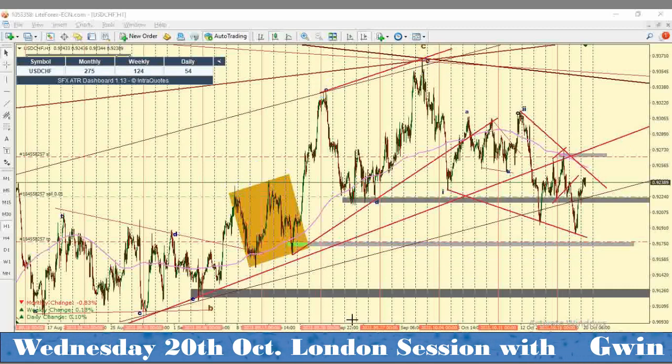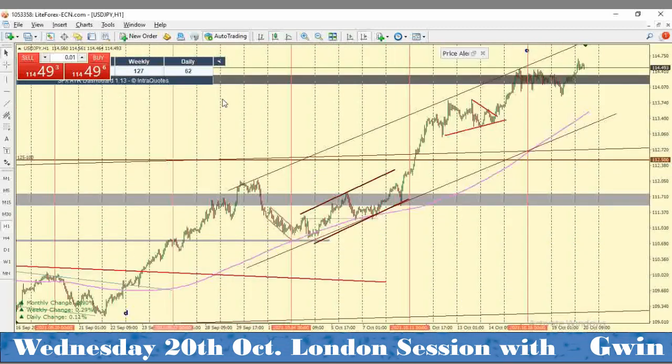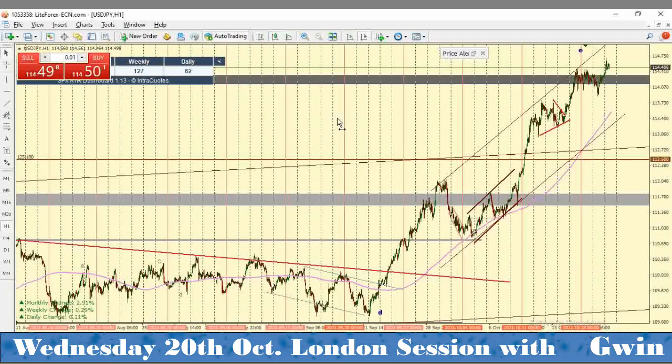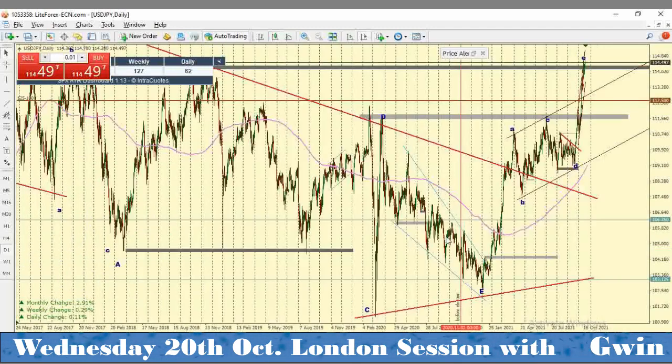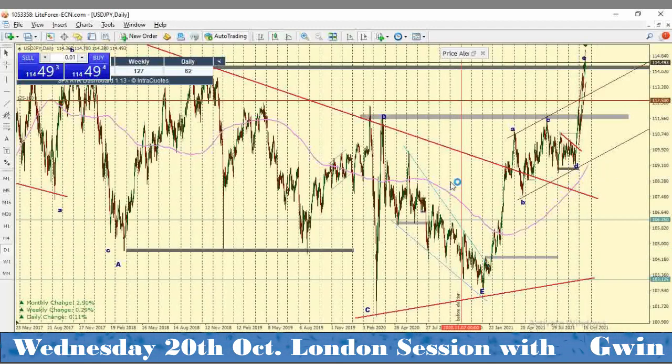All right, so next we take a dive into looking at the USDJPY. USDJPY has completed what I expected to see of the market. The market having completed the pattern, I don't have any reason for now to step in and take a trading decision.